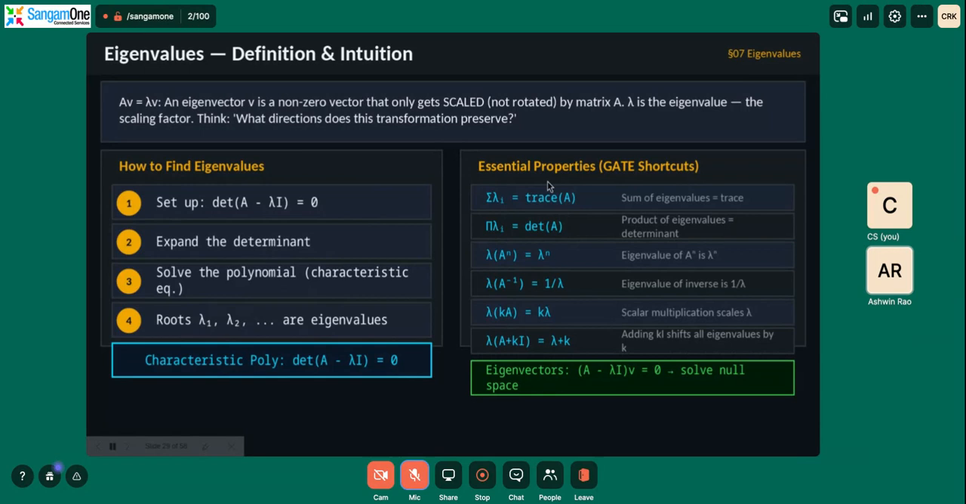These are the essential properties. Please note it down. This is mainly involved in GATE questions and GATE PYQ solutions, which will save most of the time.